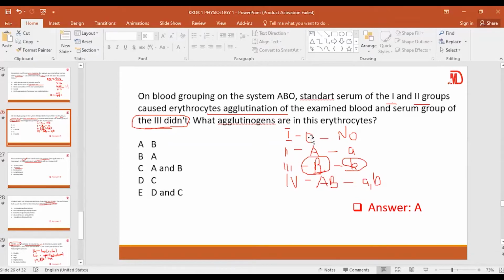But the people that suffer the most are blood group O. They can give to everybody, but they cannot receive from anyone apart from themselves.